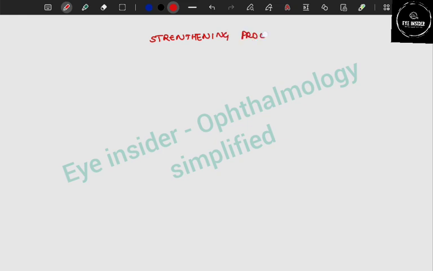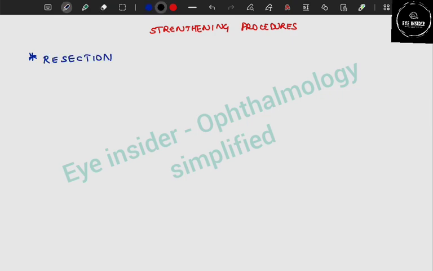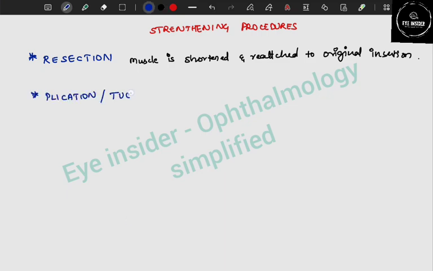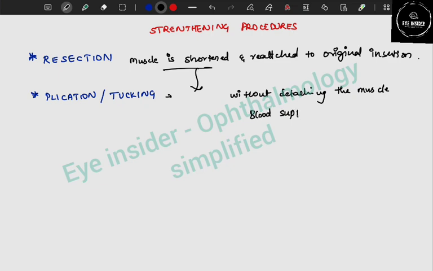Now coming to the strengthening procedures. In the strengthening procedures, we have resection. So in resection, what is done? The muscle is shortened and reattached to the original insertion site. Plication or tucking is where the muscle is shortened but without detaching it or cutting it. So the blood supply remains intact, and this is done by folding the muscle upon itself and suturing it.